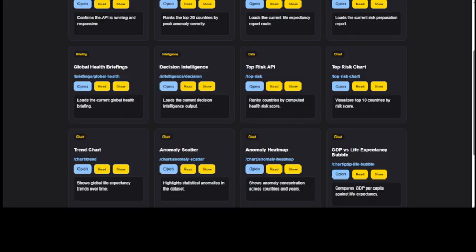SignalForge is built around a simple idea. Data is everywhere, understanding is not. This system bridges the gap. It transforms raw data into signals, signals into insight, and insight into action.